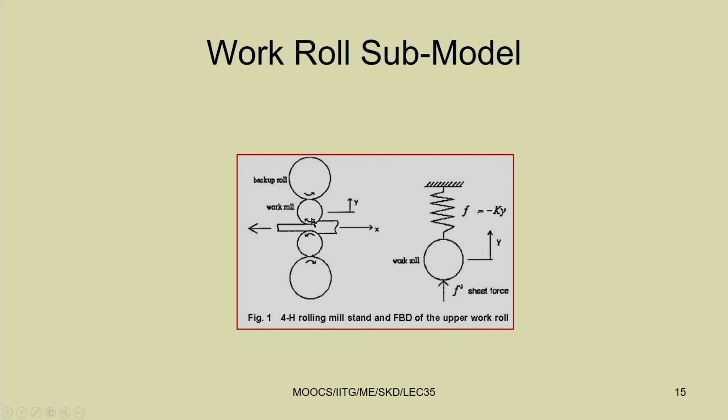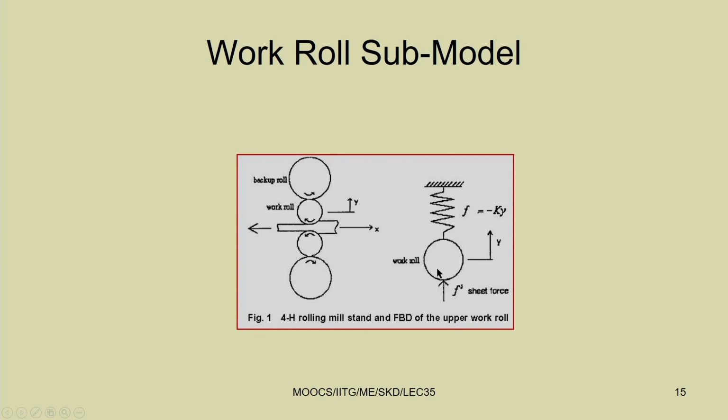Then you can see they are rotating in opposite directions: while this one is rotating in the clockwise direction, the other one is rotating in the anti-clockwise direction. As both of them are rotating in opposite directions, the strip enters here, gets pressed, and you get a sheet. So, this work roll model can be represented.